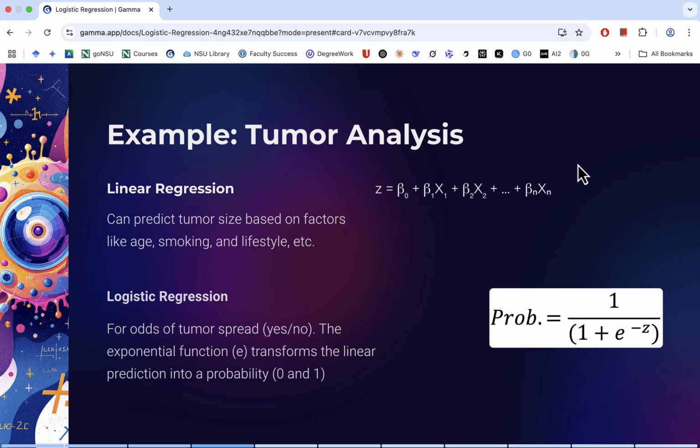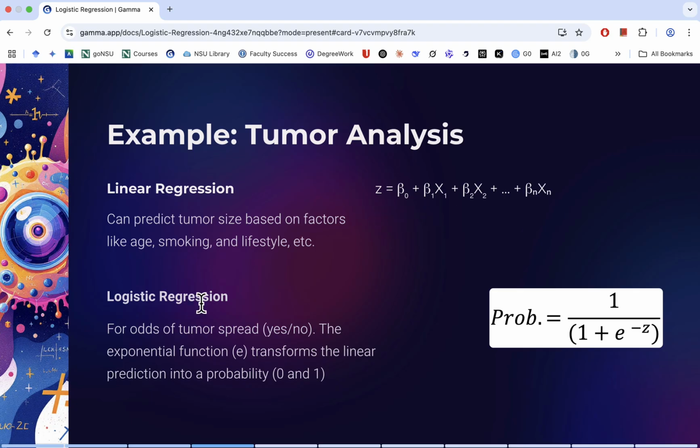Here is an example of the difference between linear and logistic regression. If a physician or a scientist wants to predict the size of a tumor based on some predictors such as age, smoking, and lifestyle, linear regression can be used. This is the equation for linear regression, whereby we have intercept and then coefficient and first variable and second variable. First variable could be, for example, age. Second variable could be smoking, and other variable could be lifestyle or any other factors. And using linear regression, a physician or a scientist can make a prediction about the size of the tumor.